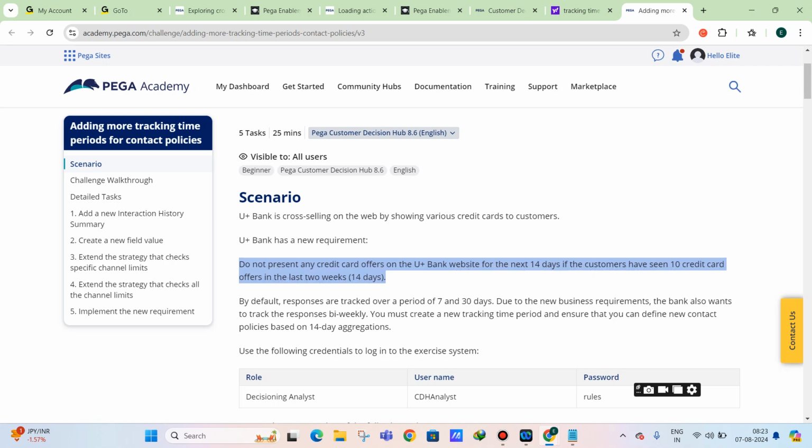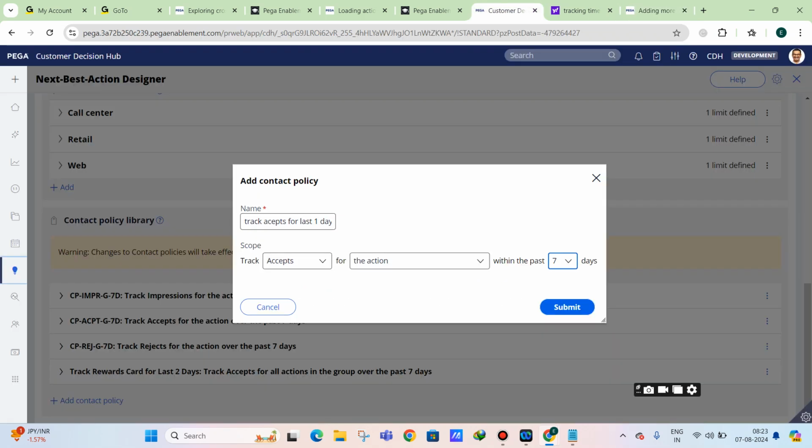Any credit card offers means all the actions in that particular group. Credit cards is a group. So all the credit cards in that particular group we have to restrict for the next 14 days. But in our configuration we have only 7 and 30 for the tracking time period.